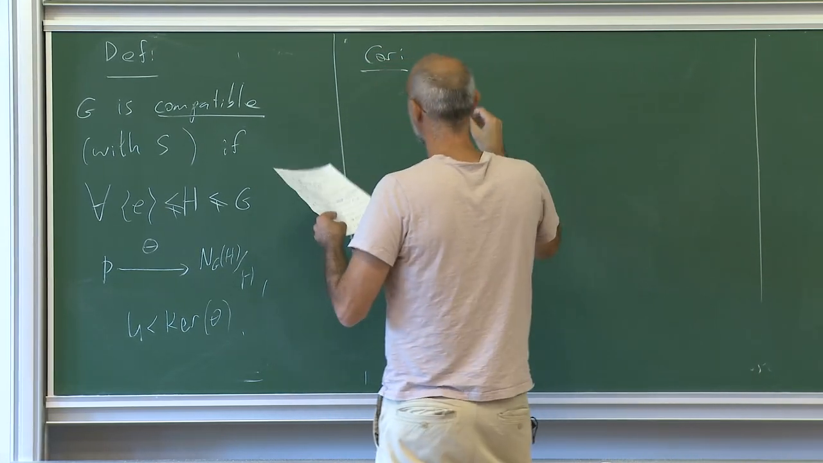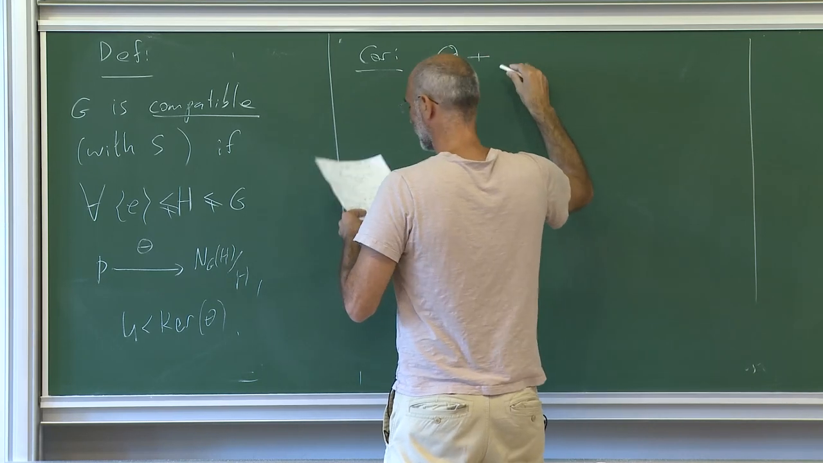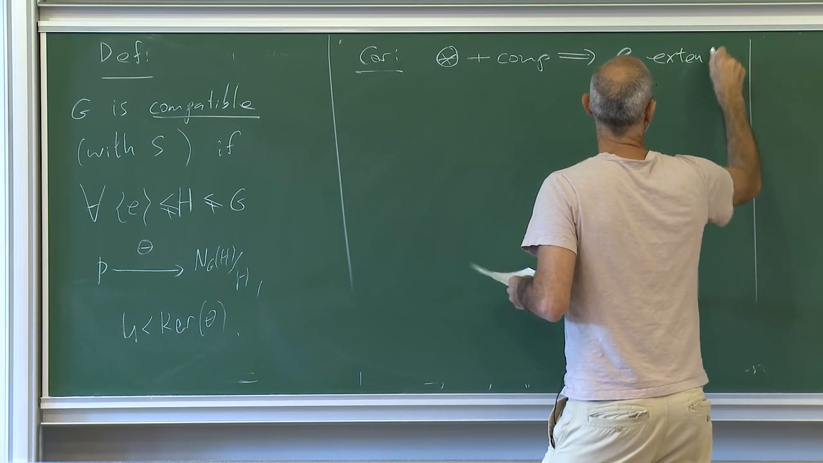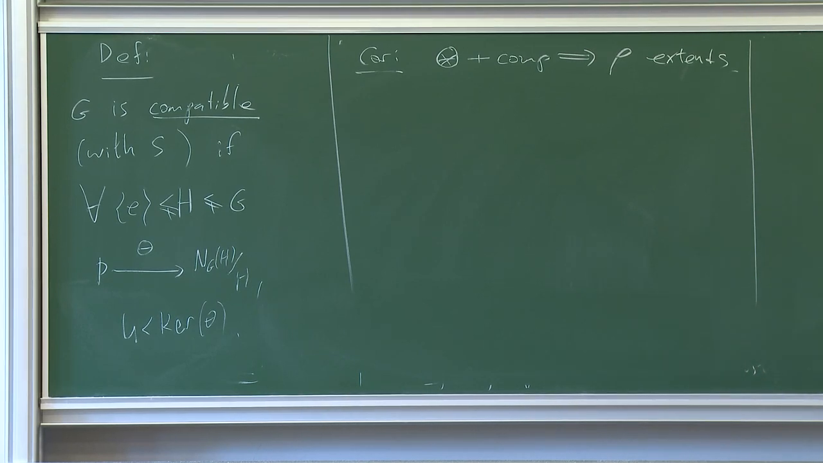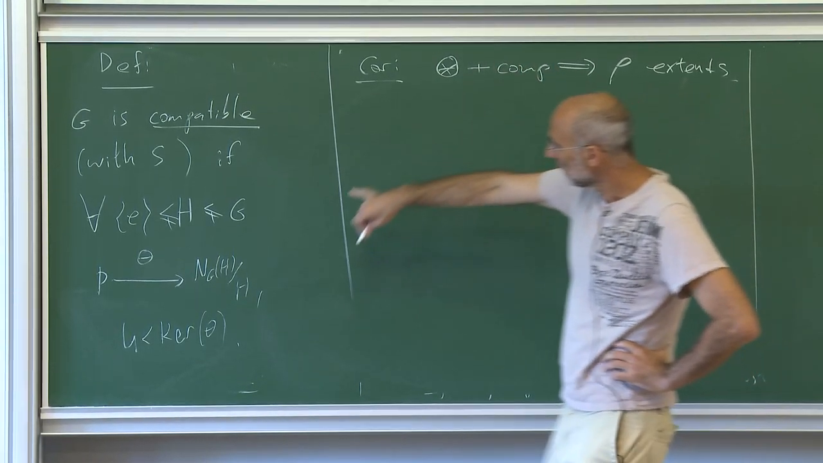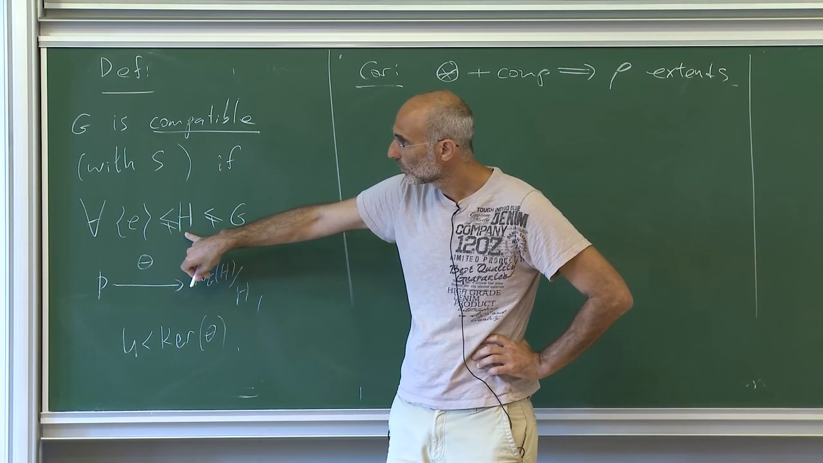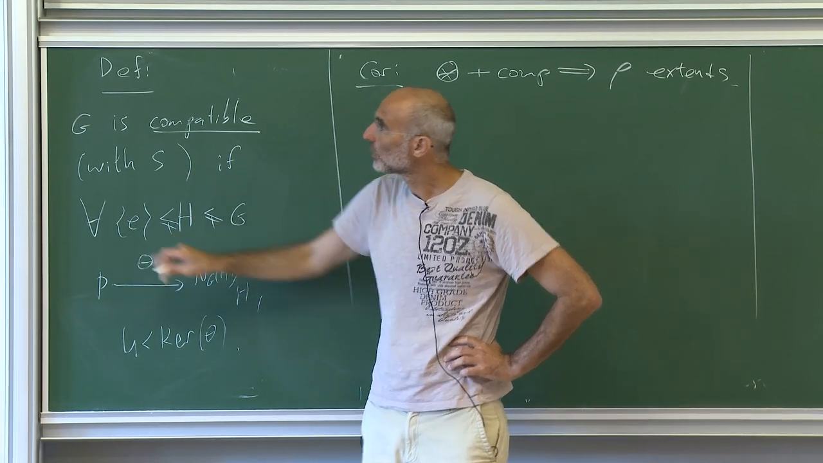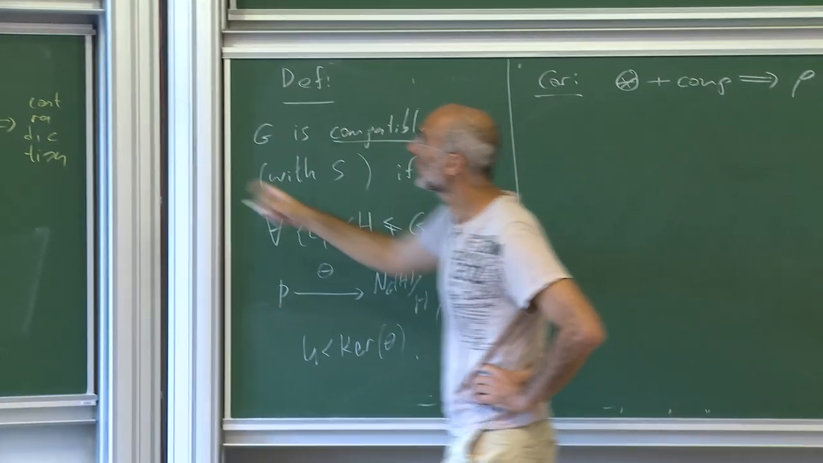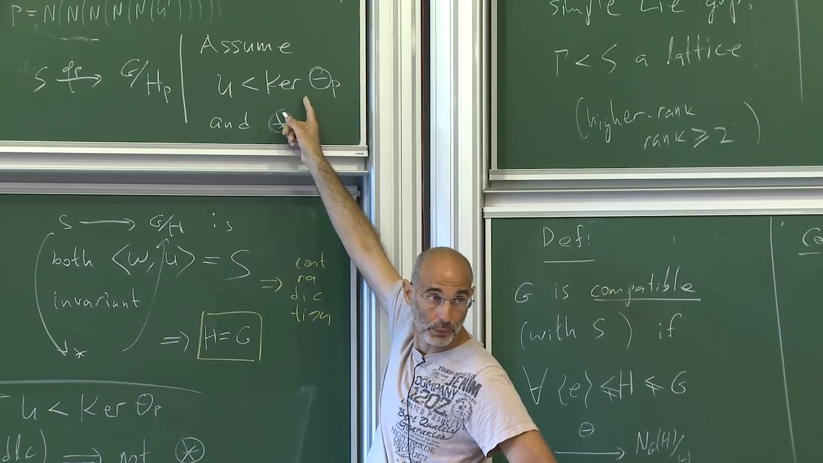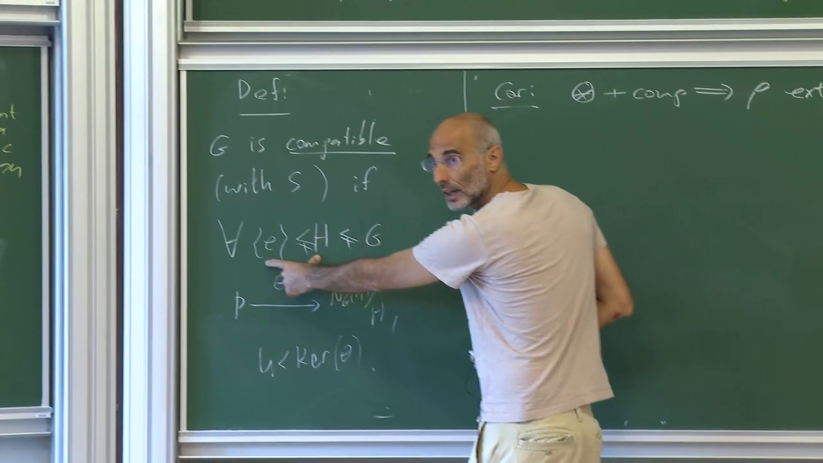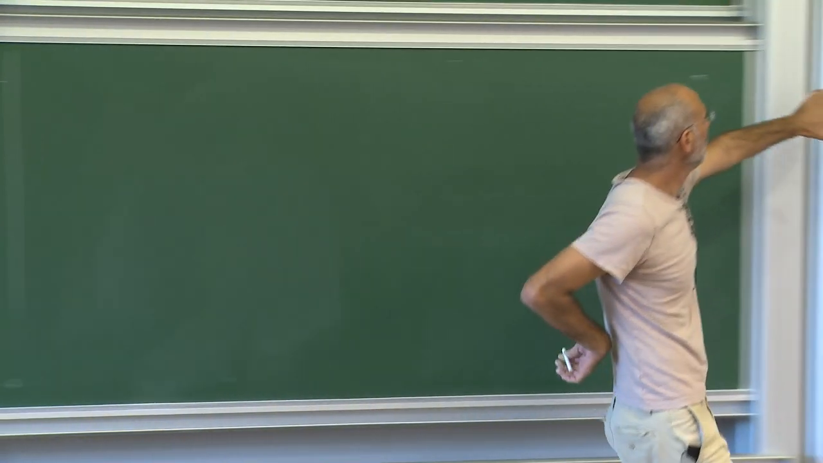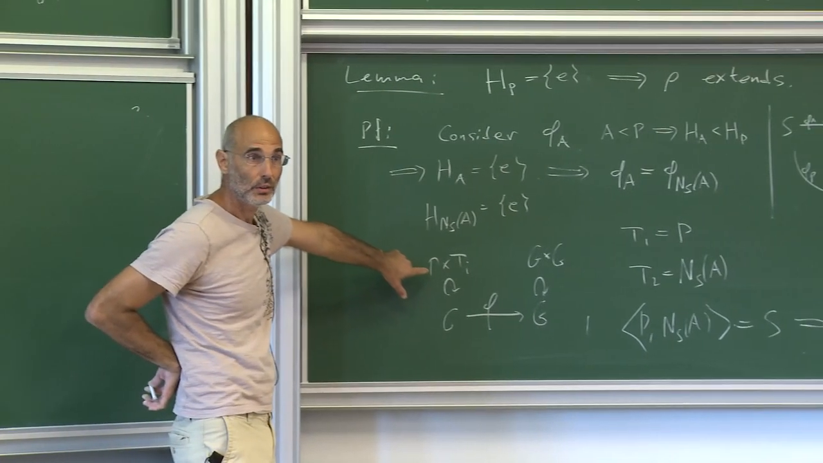I get a corollary that star plus compatibility implies that rho extends. Why? In the definition of compatibility, star cannot live with U in the kernel, which is compatibility. But in the definition of compatibility, I allowed H to be trivial. But if H is trivial, we are here in this lemma. And then we get extension. Okay?